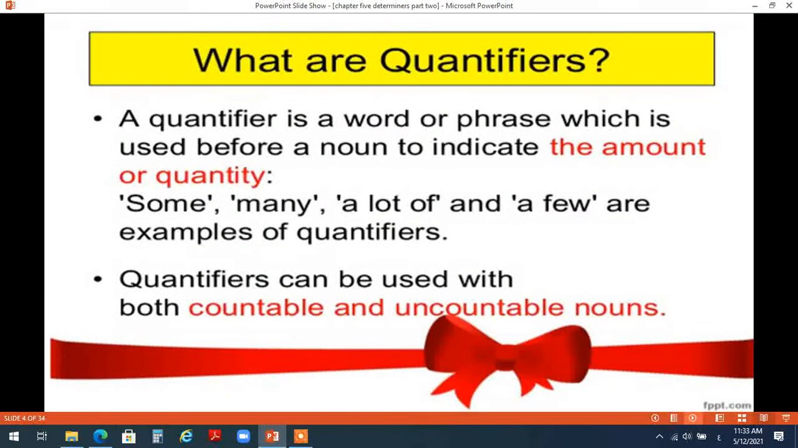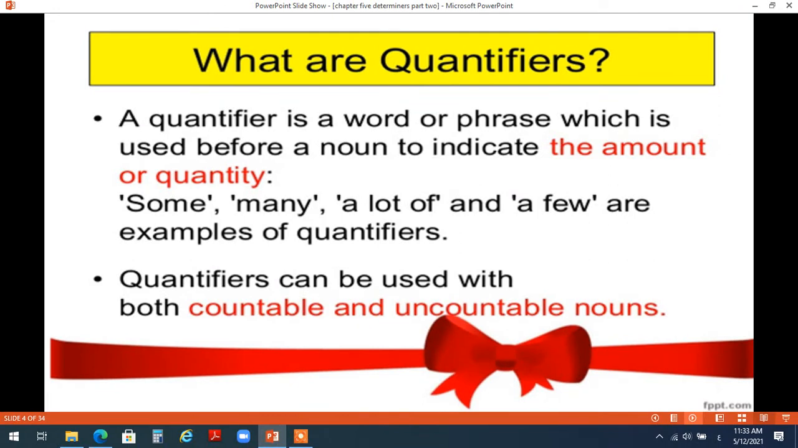First of all, we need to know what this term means. When we say quantifiers, or what is a quantifier, we should give some basic definition. So we can simply say that a quantifier is a word or phrase which is used before a noun to indicate the amount or quantity.